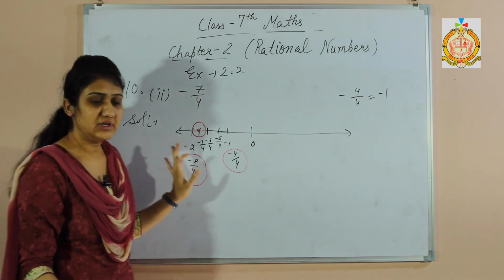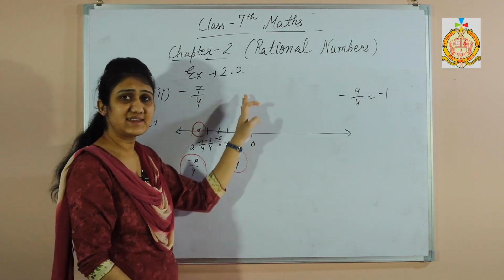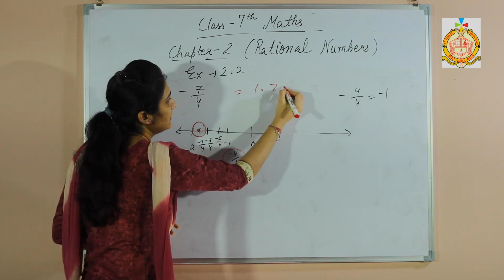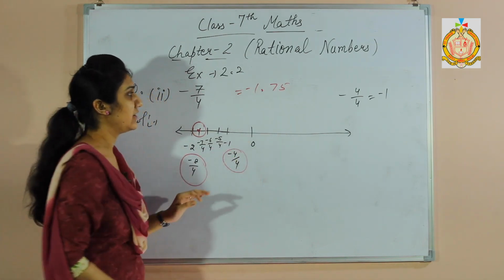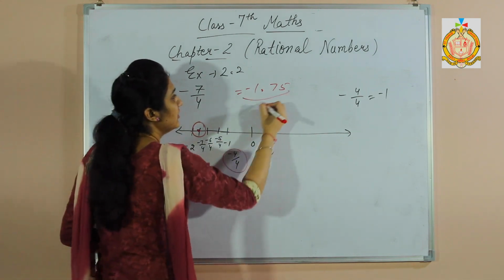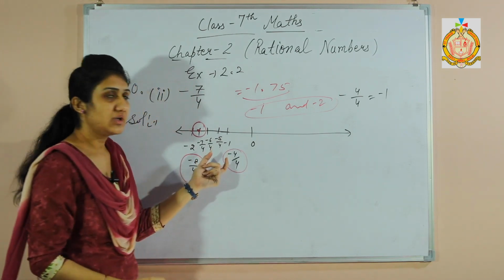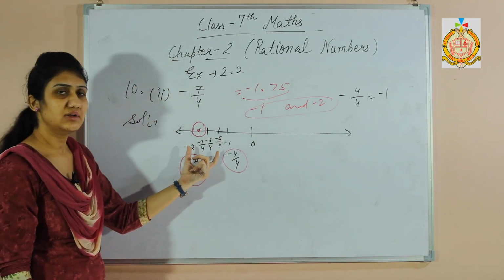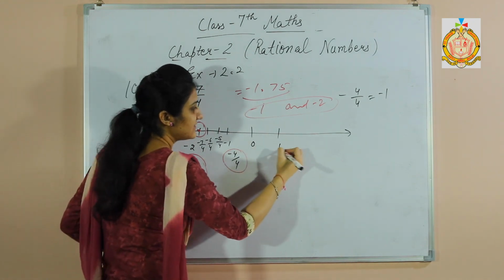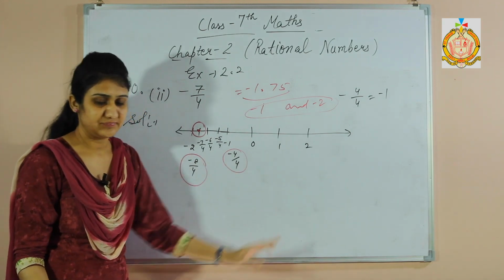If you find it difficult to solve, first you can divide. If you divide 7 by 4, you will get the answer 1.75 in the negative. So minus 1.75 lies in between minus 1 and minus 2. So here you can also see where your number lies. We have to just represent it like this. No need to write this line, or you can simply extend it.